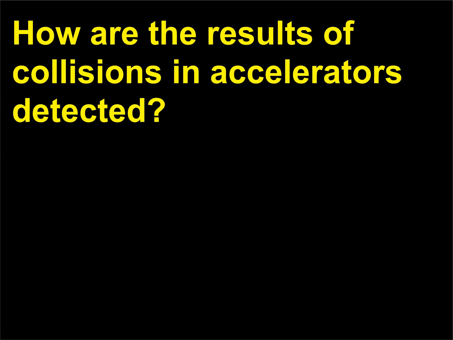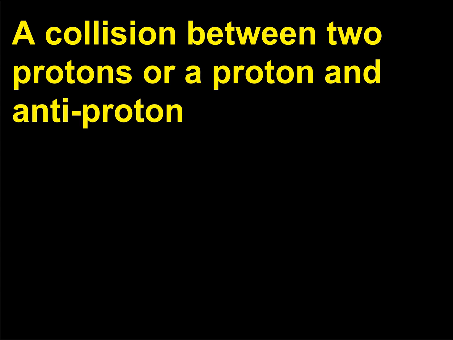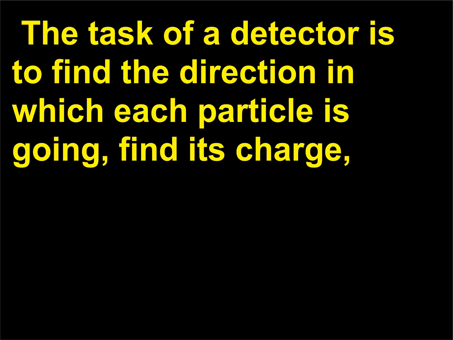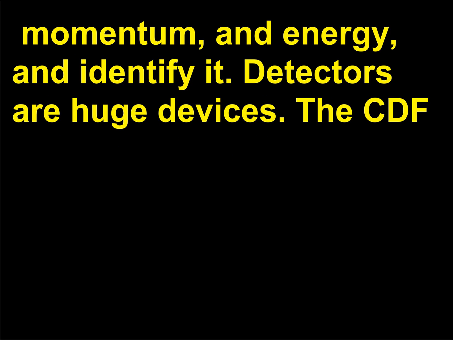How are the results of collisions in accelerators detected? A collision between two protons or a proton and antiproton can produce a large number of particles of different kinds. The task of a detector is to find the direction in which each particle is going, find its charge, momentum, and energy, and identify it.